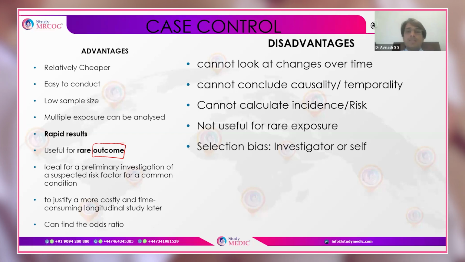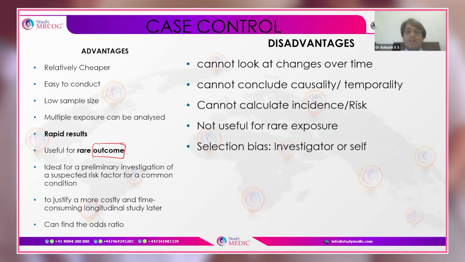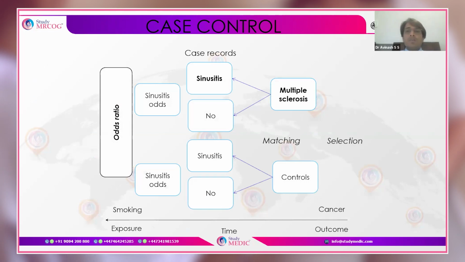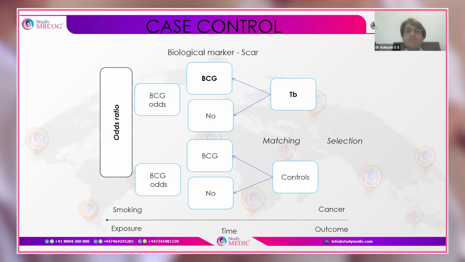There is, of course, again, similar to cross-sectional, a selection bias while including the cases. And there is a very high chance of recall bias. The cases are more prone to recall the history of exposure compared to the controls. Now, in case control study designs, for example, you can see multiple sclerosis, a rare disease, and history of sinusitis can be elicited and compared with the controls.